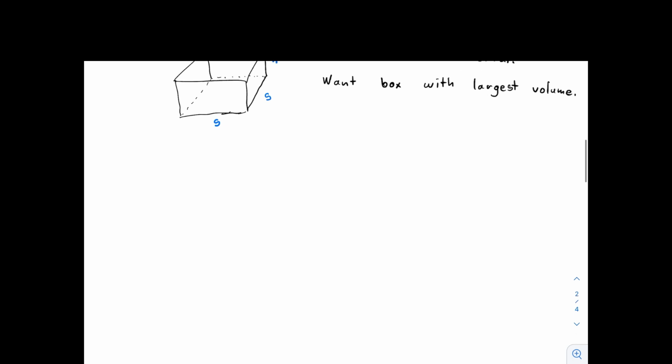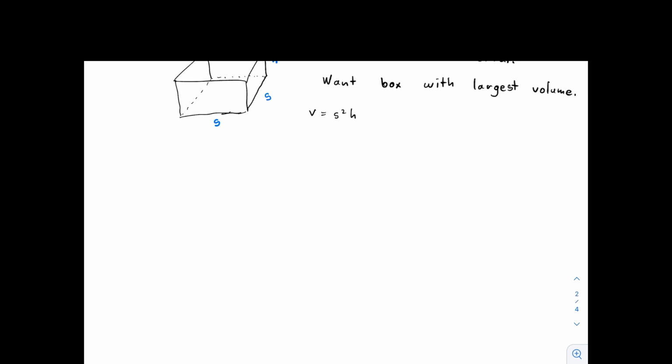And here I have an example for you. Suppose that we have a rectangular box where the base of the box is a square, it has some height, and it has an open top. We know that we have 120 square meters of material that we can use, and we want to find the box that has the largest possible volume. Well, let's work with what we have here. The first thing that we know is that volume is the area of the base times the height, and in our case that's going to be s squared times h.